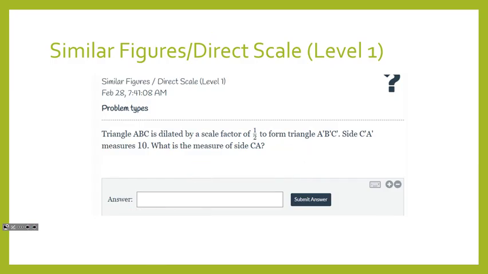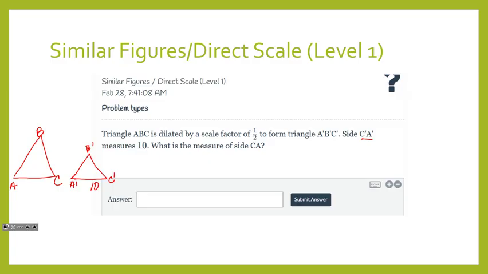Triangle ABC is dilated by a scale factor of 1/2 to form the new triangle A'B'C'. So, side CA. Now notice that this is C prime, A prime, so it's on the new triangle. So let's just kind of draw ABC here. I'm going to form a new triangle. Make sure you list them in the same order: A prime, B prime, C prime. So it says C prime, A prime is 10, so let's put a 10 there. What is the measure of CA?